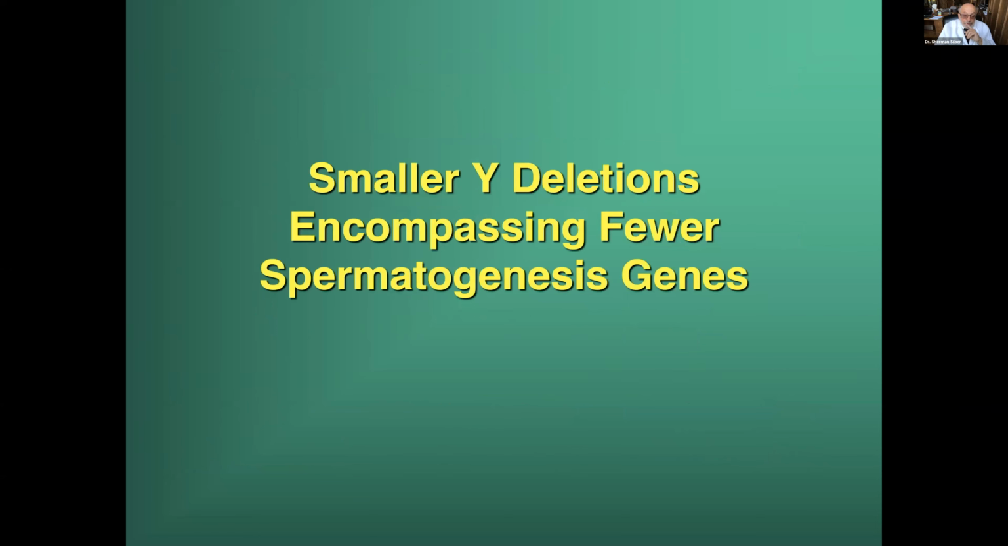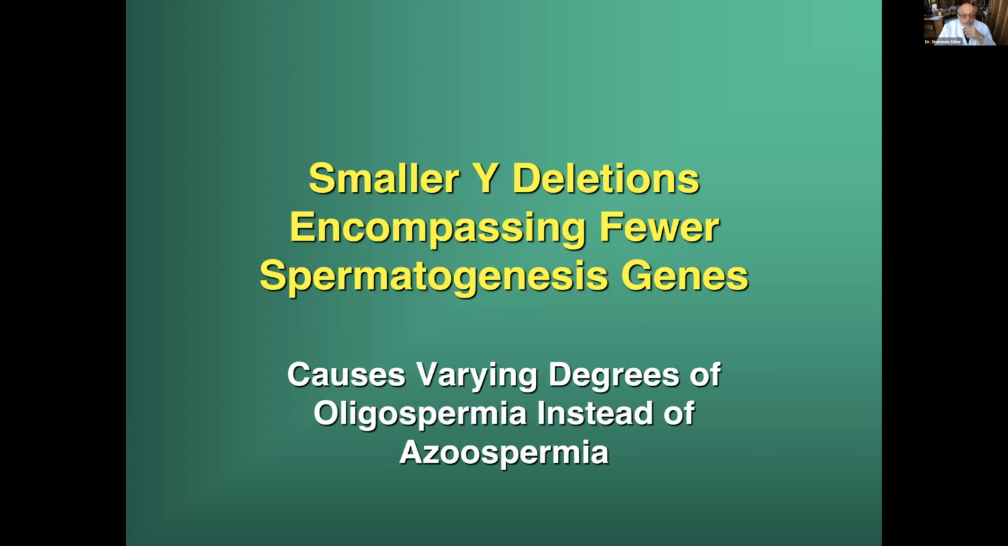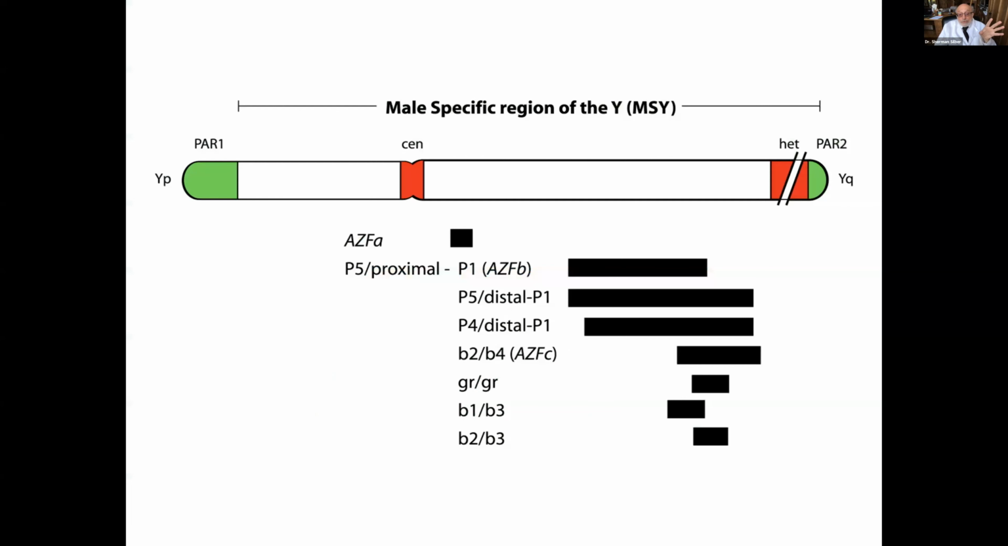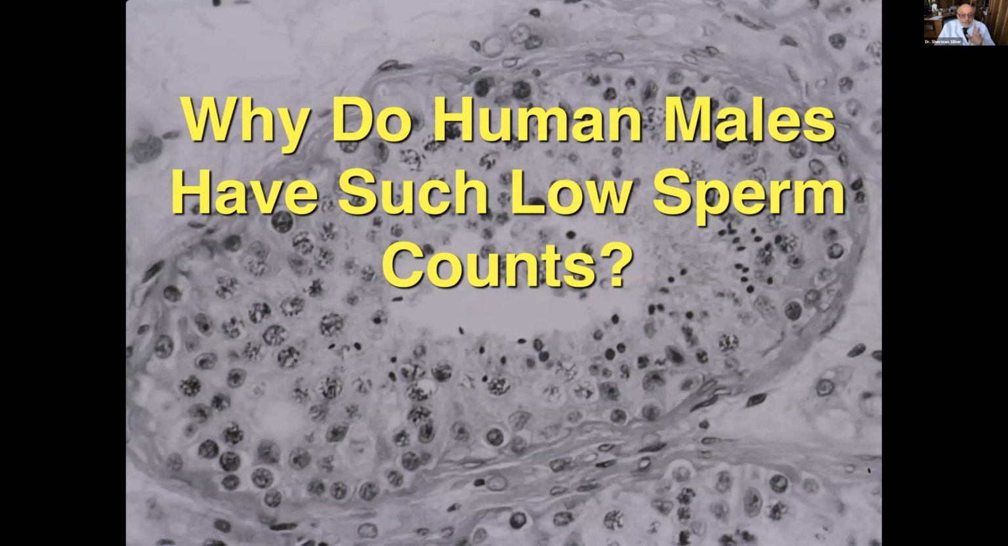Smaller Y deletions encompassing fewer spermatogenesis genes, like GR/GR, cause varying degrees of oligospermia instead of azoospermia. So we can summarize what the Y chromosome looks like in a simple graph with AZFB, AZFA and AZFC lesions. And we prefer to be more specific based on sequence, like P1, P5, P4, P1, and B2, B4, GR/GR. The reason is to take a look at these GR/GR deletions. That's like half of the AZFC deletion is deleted, and that means these men will have lower sperm counts. The GR/GR lesion is even a polymorphism for a greater risk of male infertility.